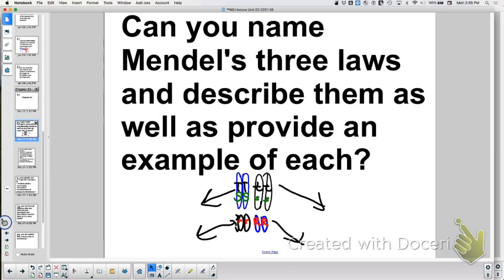What can break up linked genes? And when does that occur? Prophase 1 of meiosis.